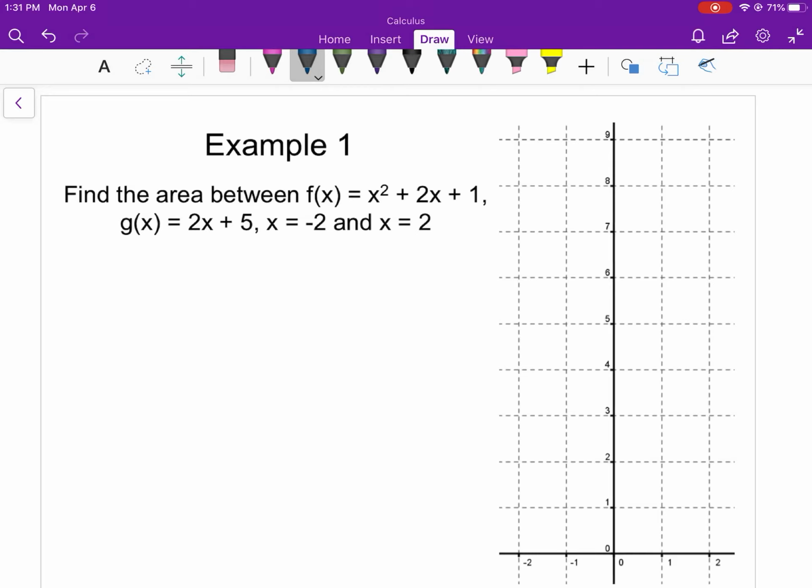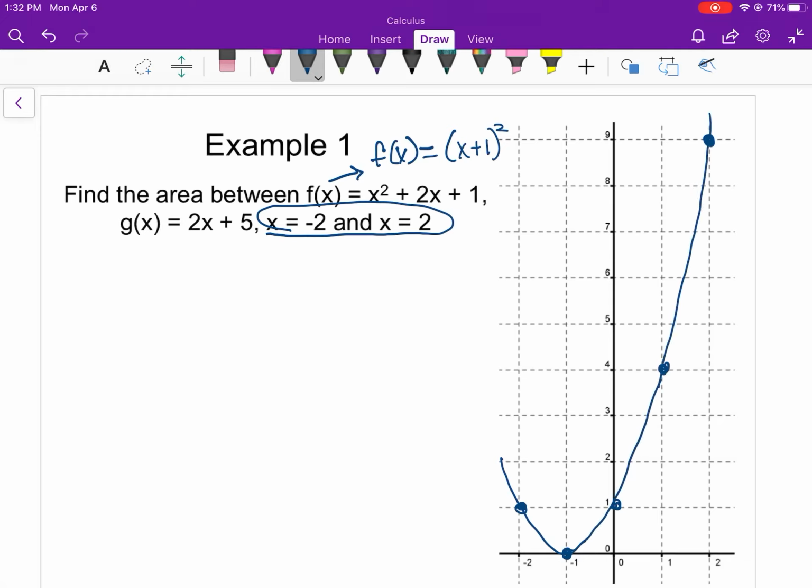I'm going to start off by graphing this function, and I can see right away that this one does factor. So it is a parabola shifted one to the left. So here's my vertex. I'm looking at x values between -2 and 2. If I plug in 2, I'm going to be at 9. And if I plug in -2, I'll be at 1. If I plug in 1, I'll be at 4. So I'm just getting a few points on here. It's going to be like a fish hook kind of shape.